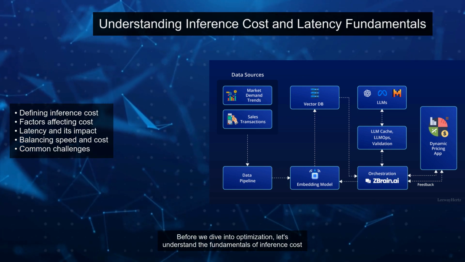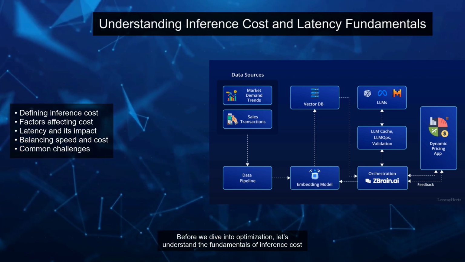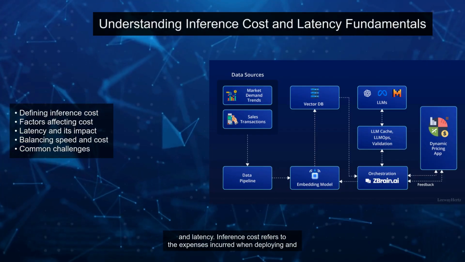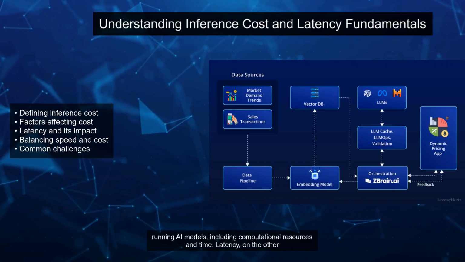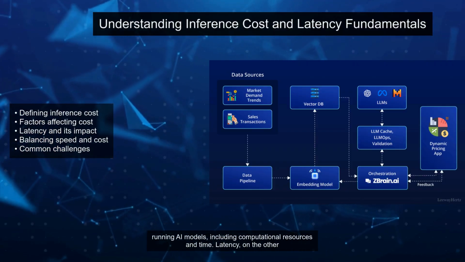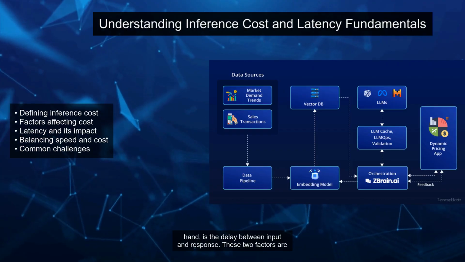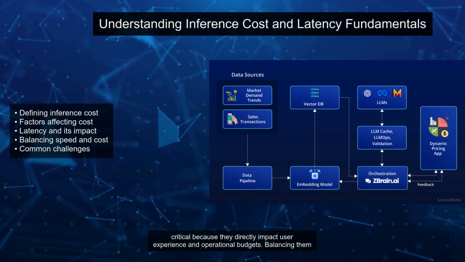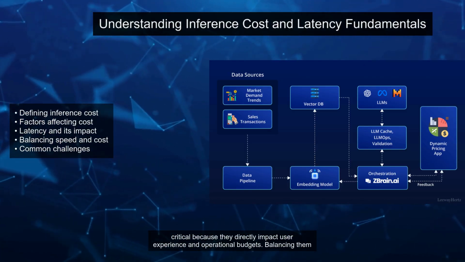Before we dive into optimization, let's understand the fundamentals of inference cost and latency. Inference cost refers to the expenses incurred when deploying and running AI models, including computational resources and time. Latency, on the other hand, is the delay between input and response. These two factors are critical because they directly impact user experience and operational budgets.